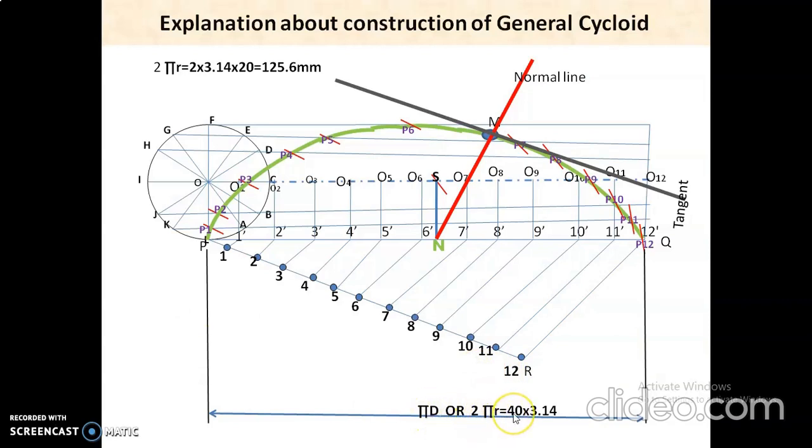That is equal to pi d, where d is 40. Pi is equal to 3.14. So this is the length of PQ. And what is the diameter of the circle? 40. This is the diameter of the circle.